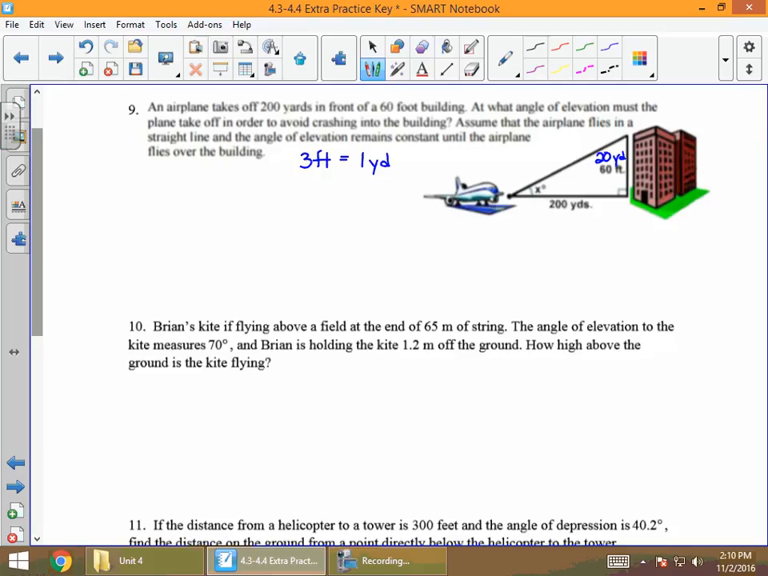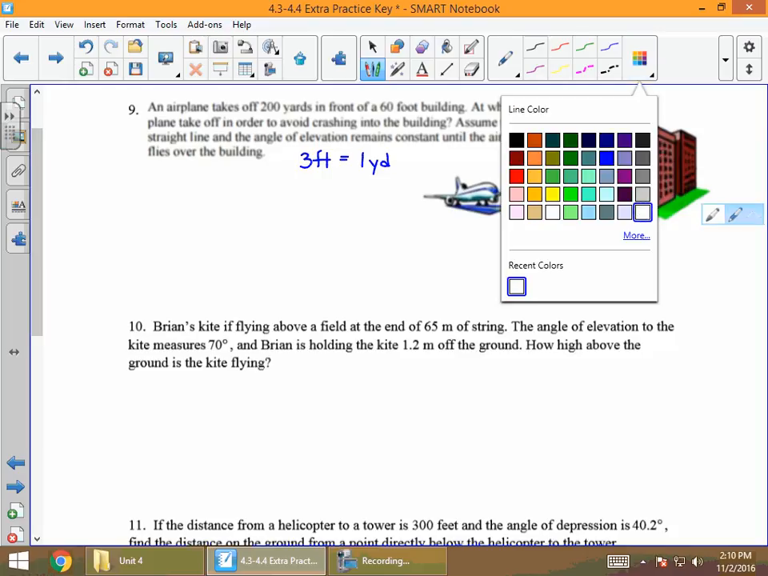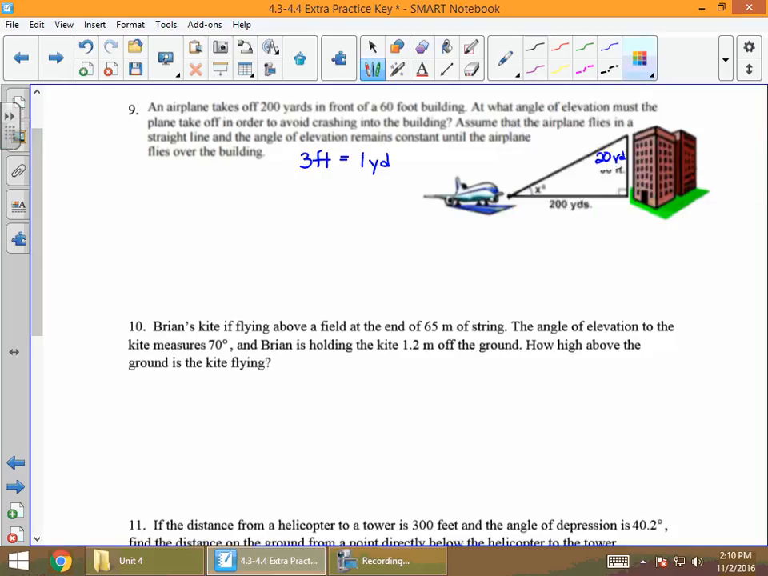I want to change that 60 feet to 20 yards. All right, now it's all in yards. And now I'm going to take a look at my triangle. So here's my angle. So this is my opposite, hypotenuse, adjacent.